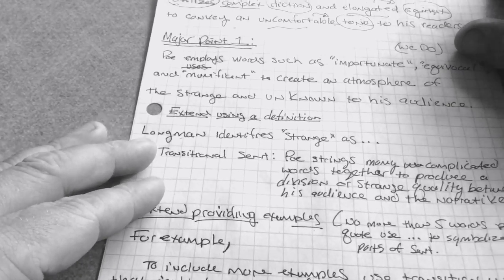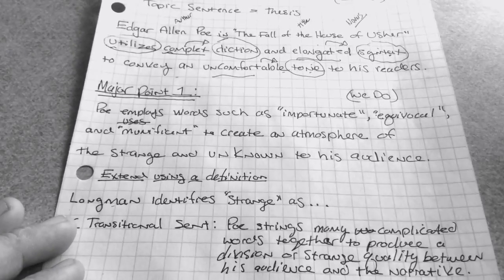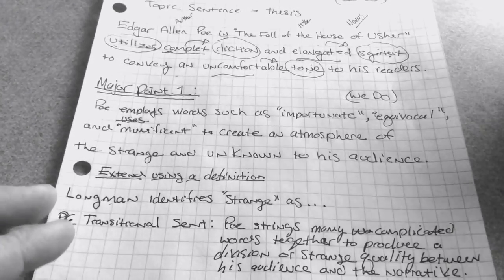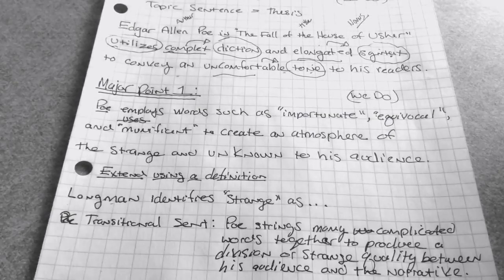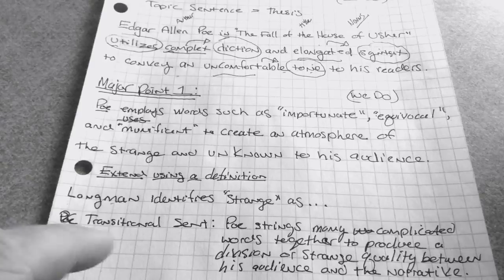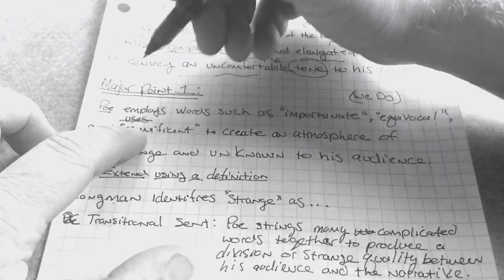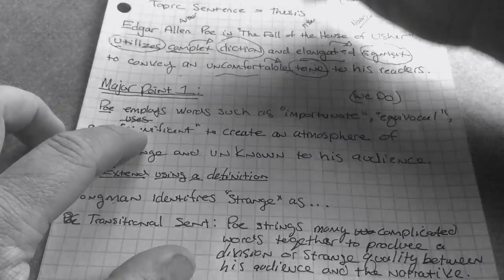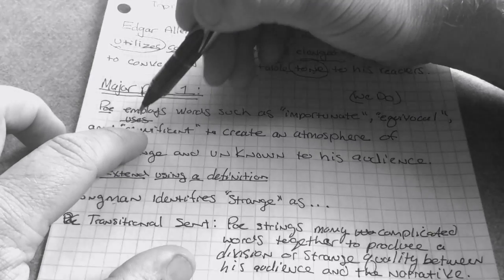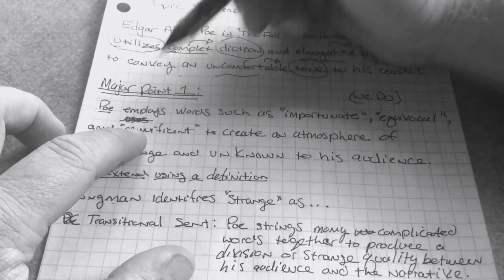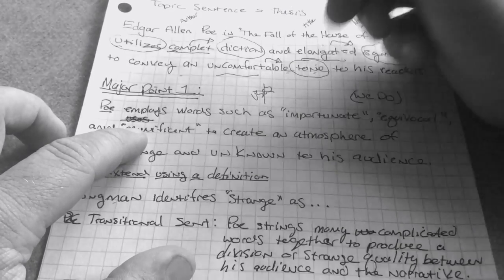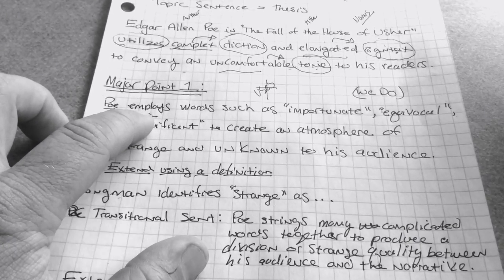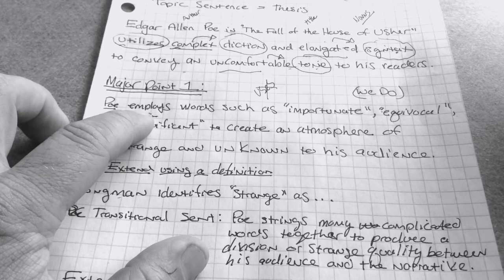Now we get to major point 1. Poe employs, and remember we're using the author's last name first of all, okay? Don't say Edgar. You need to put Poe. Poe employs, and that's another power verb. We know a couple now. We know employs and we know utilizes. Instead of saying uses, I don't want you to ever use uses anymore. That's an illegal word. No uses. Strike that from the vocabulary. We're going to use better words like employs or utilizes.